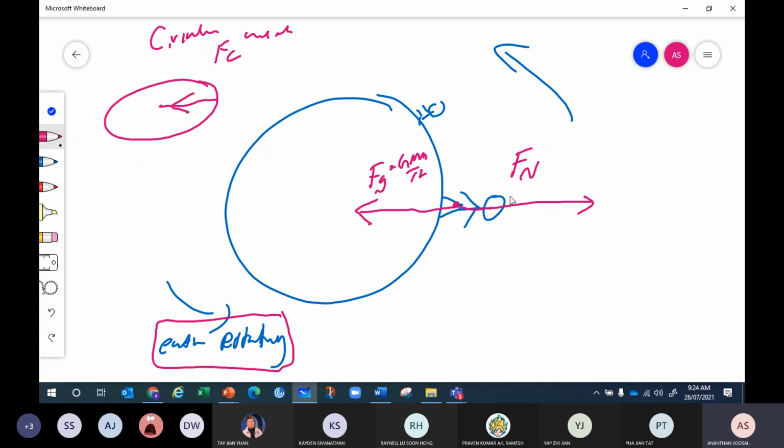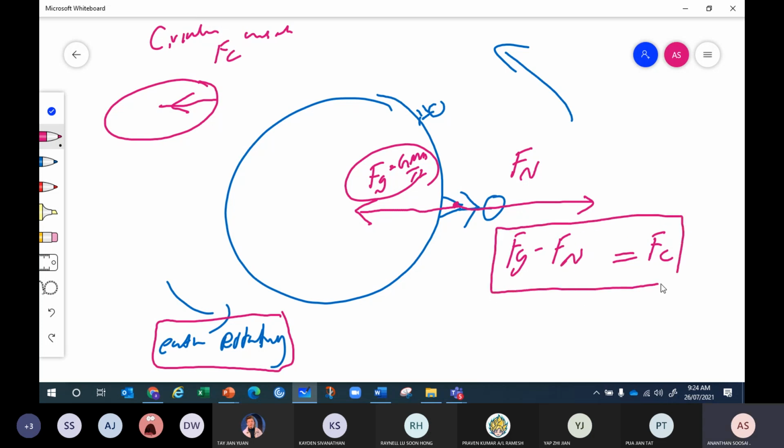So now tell me, for you at the equator, you are acted upon by an unbalanced force. What equals the centripetal force for your body? Whatever force is acting towards the center minus whatever force is opposing should be the centripetal force, right? In this case, what force is acting toward the center of the circle? Fg. What force is opposing? Fn. So what equals Fc? Fg minus Fn is the centripetal force.